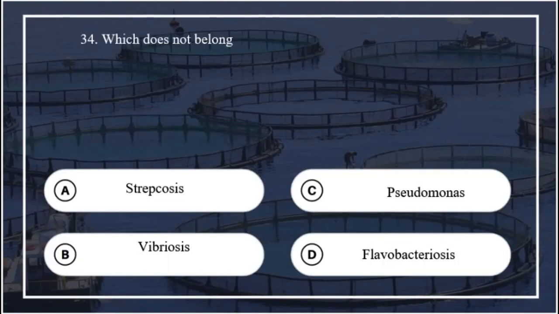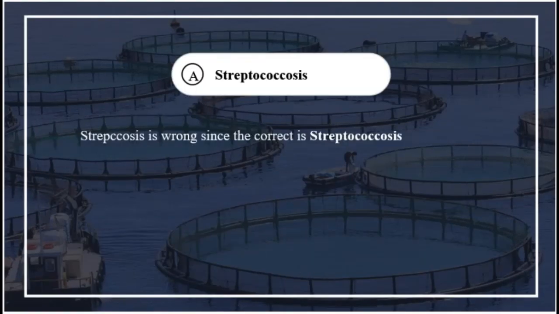34. Which does not belong? A. Streptococcus. B. Vibriosis. C. Pseudomonas. D. Flavobacteriosis. Answer: A. Streptococcus is wrong since the correct term is Streptococcosis.